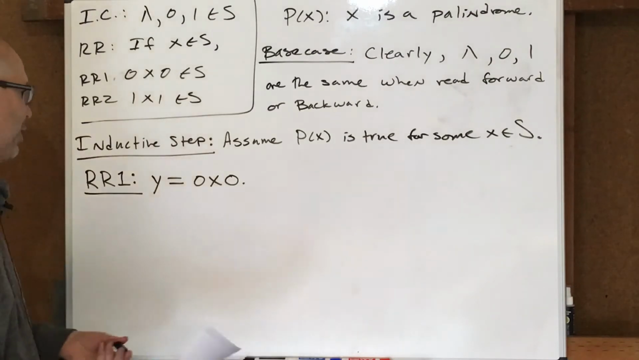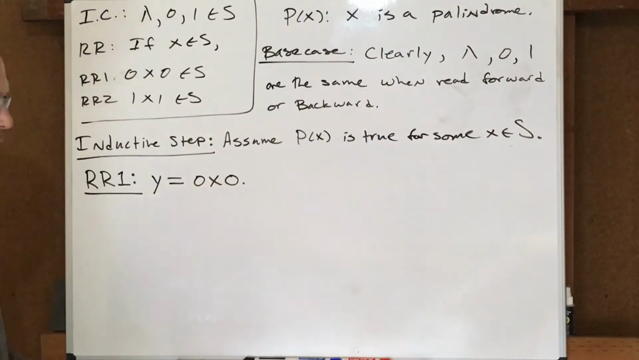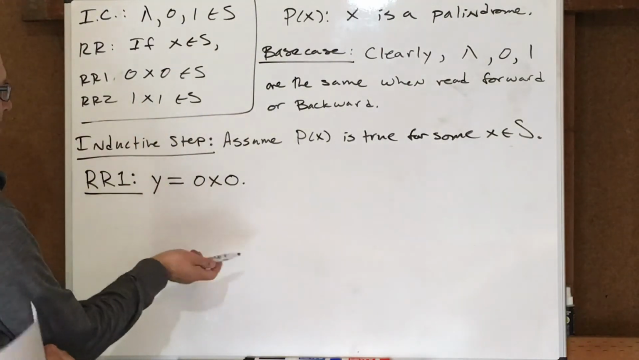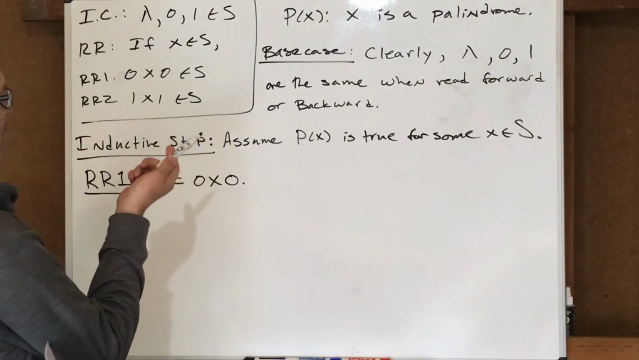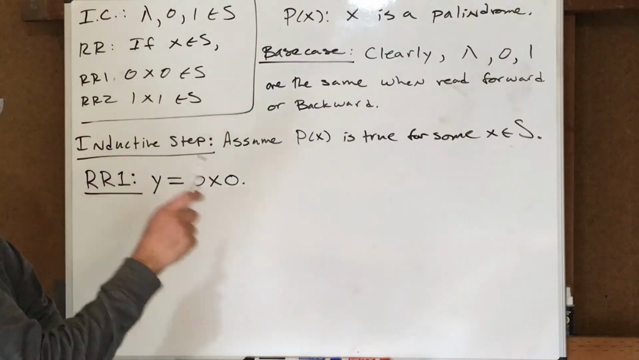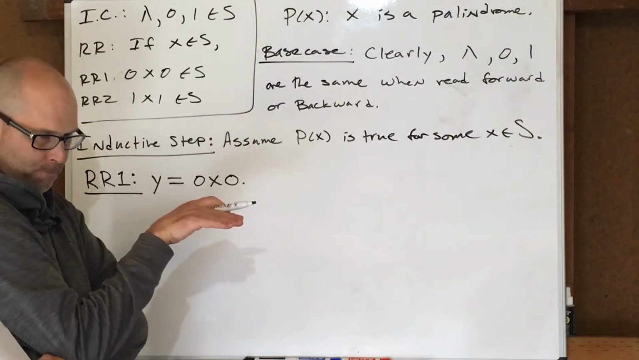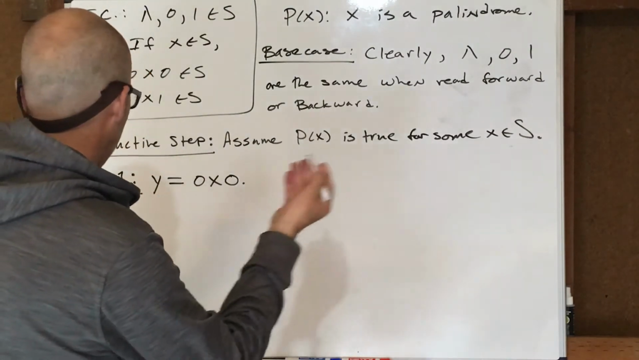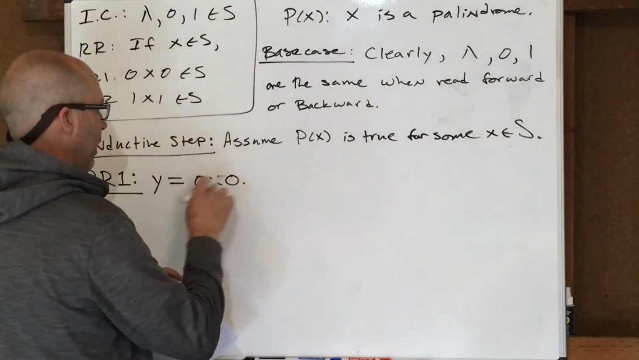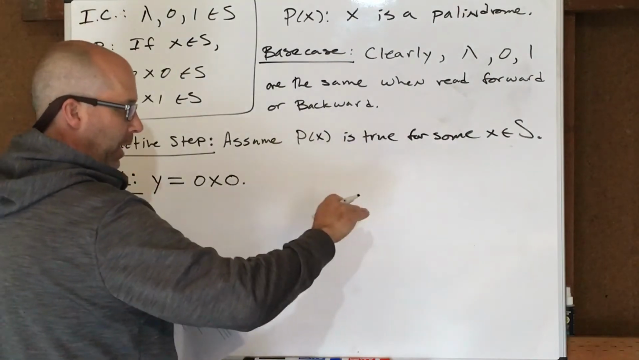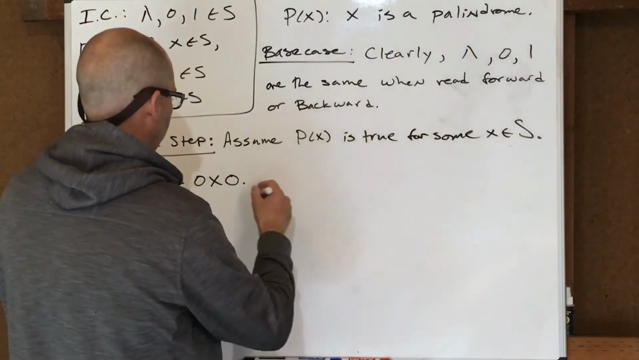Now we just need to explain why 0x0 must be the same when read both forward and backwards. Let's see, x is a palindrome, so x is the same when read both forward and backwards. So maybe we say something like: reading y forwards, you start with a 0, then you read x, and then you have a 0 at the end.